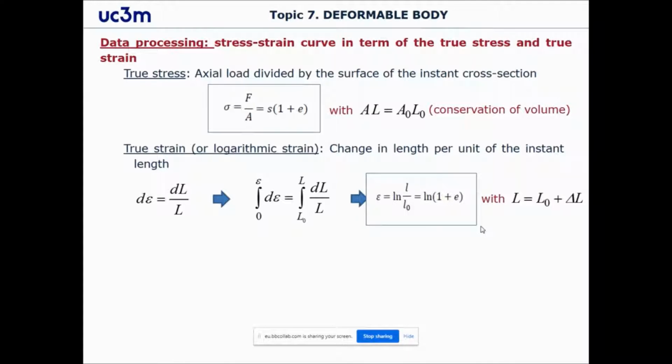If we keep moving, we'll find that there are some other kinds of stress and strain quantities called the true or logarithmic stress and strain quantities, right? They're called true because they're more precise than the engineering quantities. And what I mean when I say precise is that they don't assume that the cross-section area is going to be constant along the testing, right?